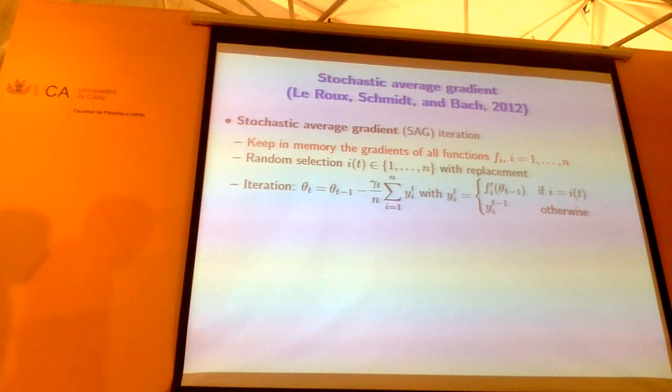This is joint work with Nicolas Leroux, who's going to be here tomorrow, and Mark Schmidt. The algorithm has also like 2 lines of code. The idea is to keep the gradients in memory. Whenever we select a function at random, we compute the gradient and store it. So at every time in the algorithm, we have some old values and some new values. I select i_t at random, compute the gradient at my current iterate. Then I replace my storage. So y_i is the gradient of function i at time t. If I select that function, I update my storage. Otherwise, I keep my old values.